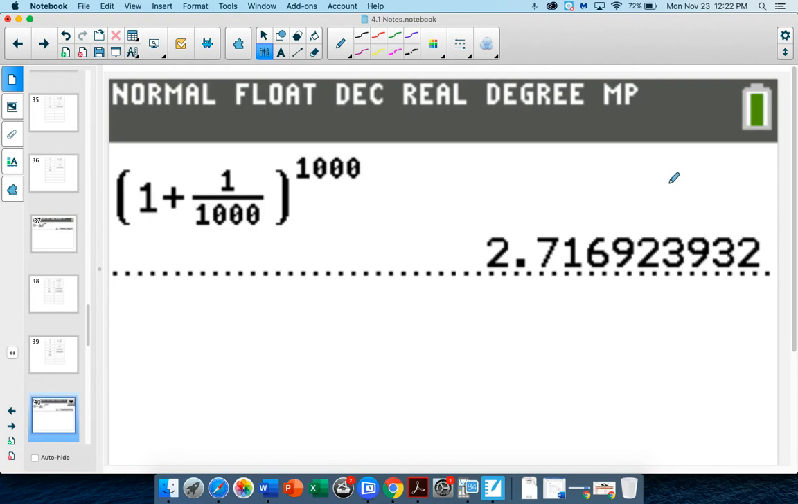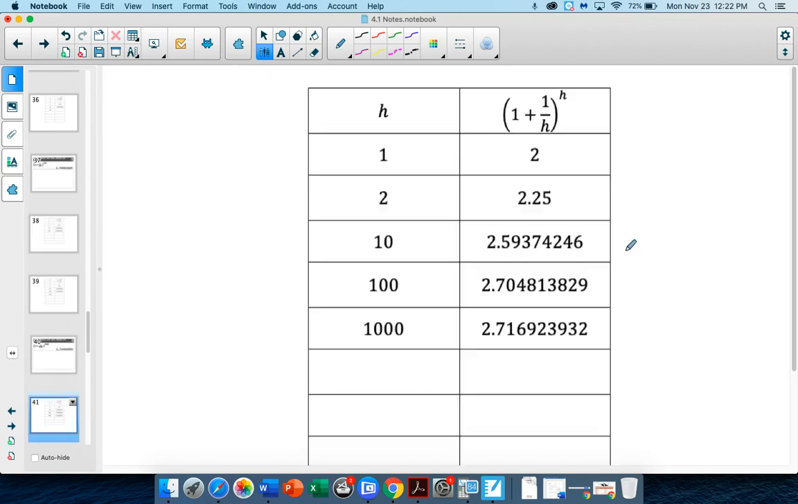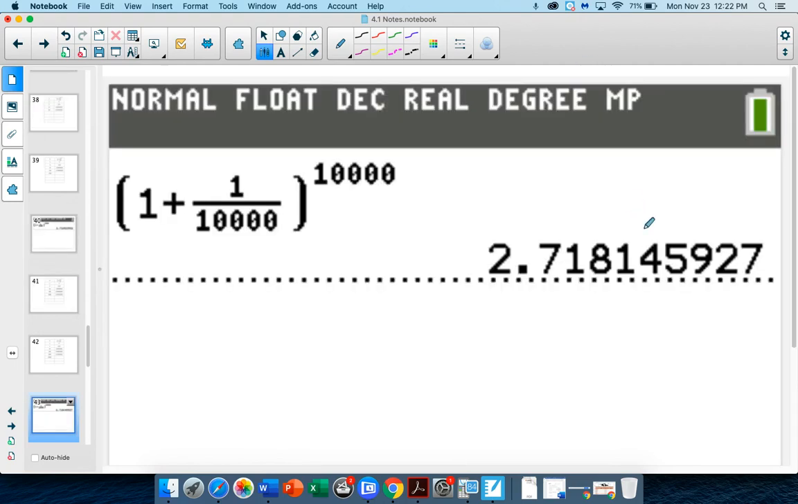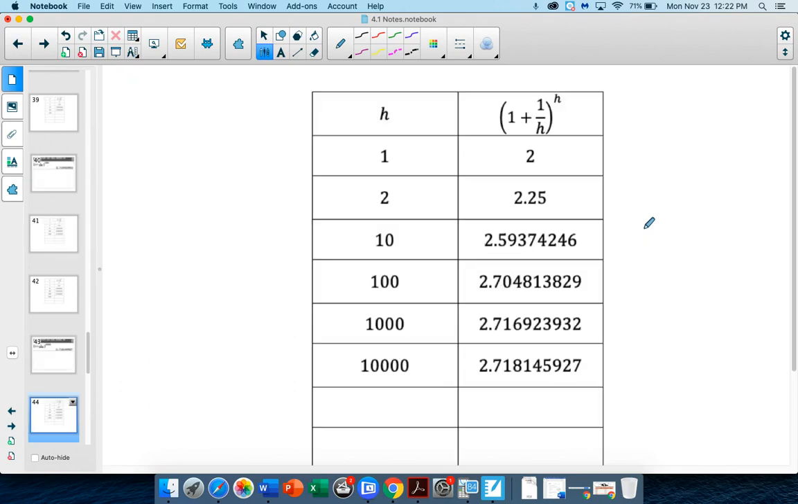Well, that didn't go up that much. We went from 2.70 to 2.717. So we're going up still, but not by as much. Let's go to 10,000. Let's say we're going to compound our interest 10,000 times a year. Let's see what this factor of 1 plus 1 over the number of times, to the number of times power, ends up being. Wow, that didn't go up by much at all. 2.718. Hardly increased at all.